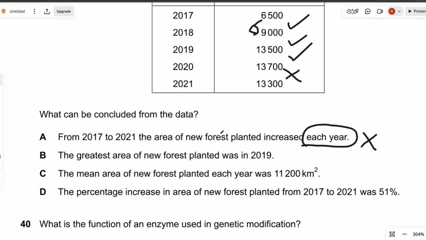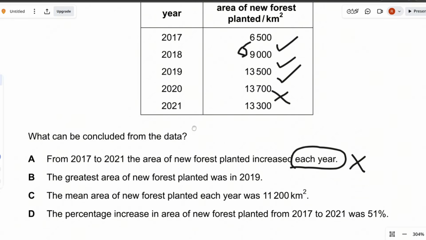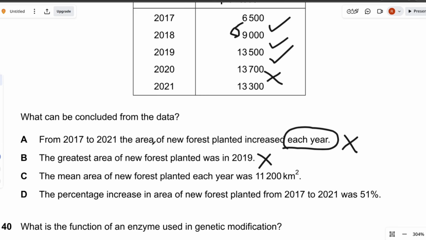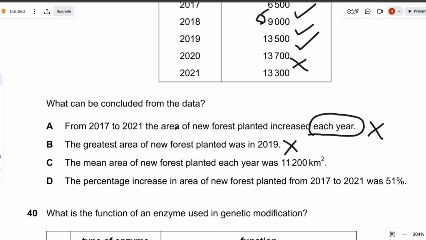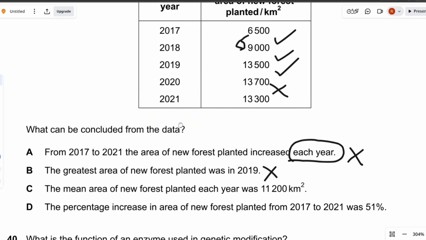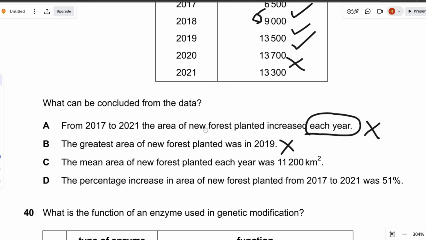The greatest area of new forest planted was in 2019. It was 13,500, but in 2020 it was 13,700, so no, that's not correct. The mean area of new forest planted each year was 11,200, and that we can confirm once we calculate, but let's see the last option.